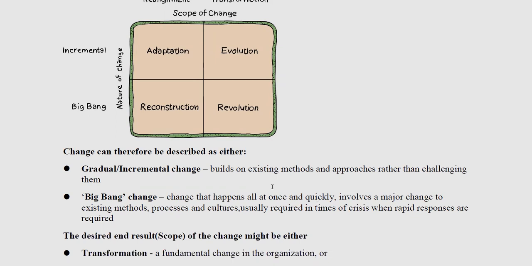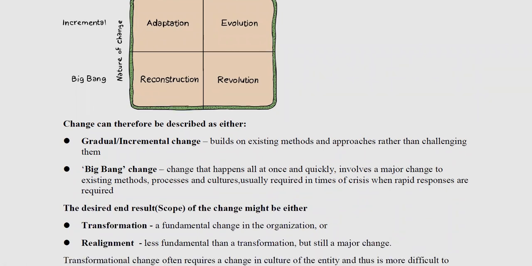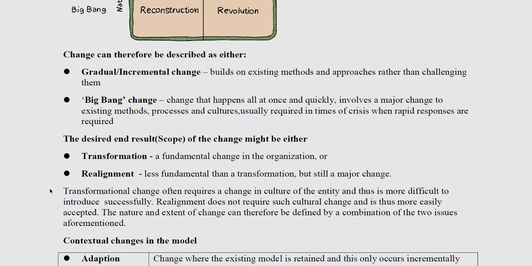So apart from that, we need to look at when we implement this, what is the end result that we may get? So after implementing this, the nature of the change and the end result or the scope, we may end up with a transformation, which is a fundamental change in the organization, or a realignment, which is a less fundamental change than a transformation, but will still be what? A major change. Now, you should understand that transformational change often requires a change in the culture, and that is more difficult to introduce successfully.